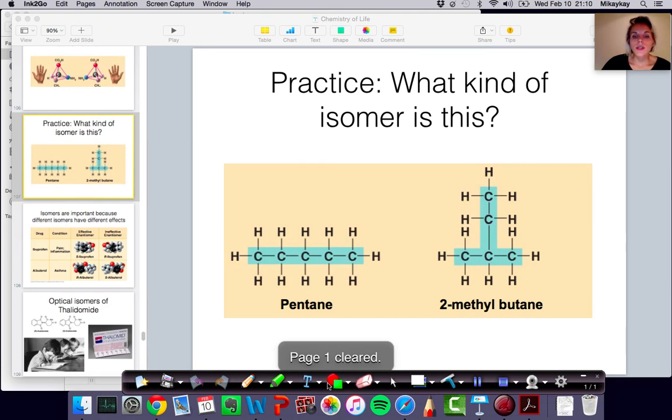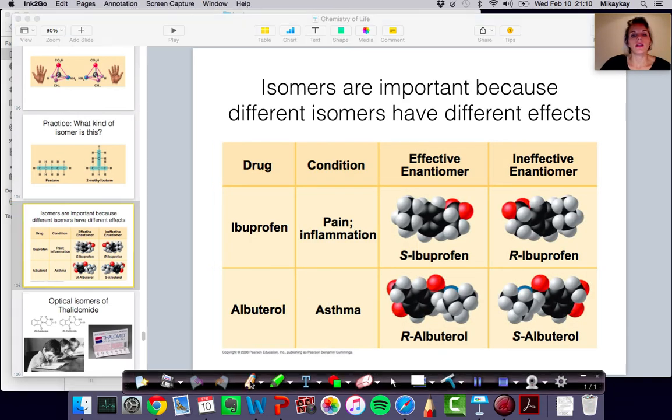So the reason why we care about isomers is that it doesn't only matter what elements you have in a compound or how many you have, but it also really, really matters how they are connected. And the reason for that is because, like I said before, different isomers have different effects. They have different properties. They do different things in a living organism.